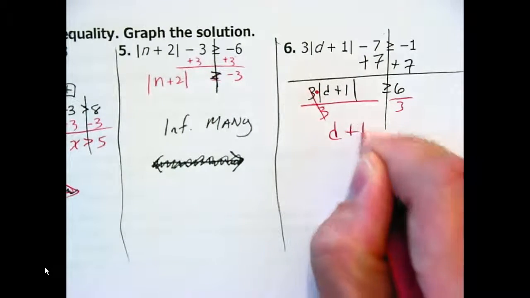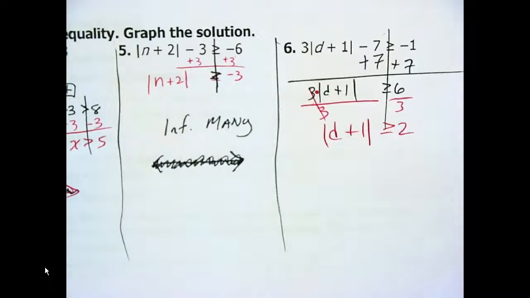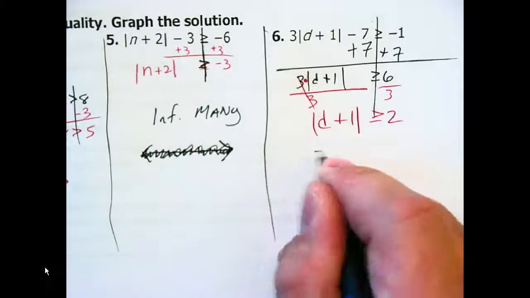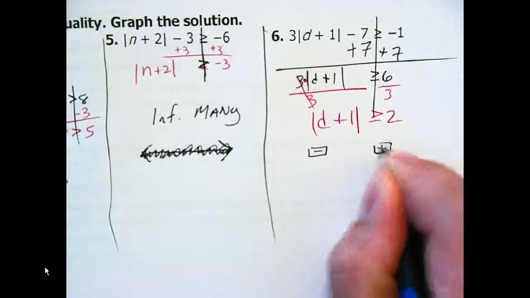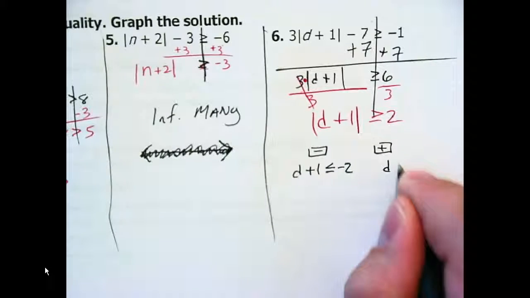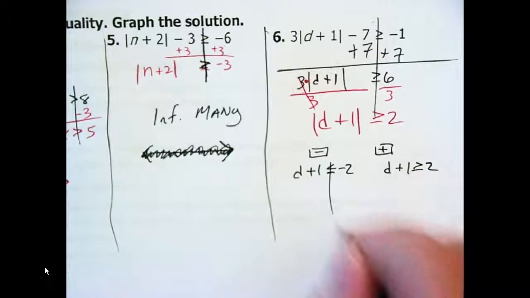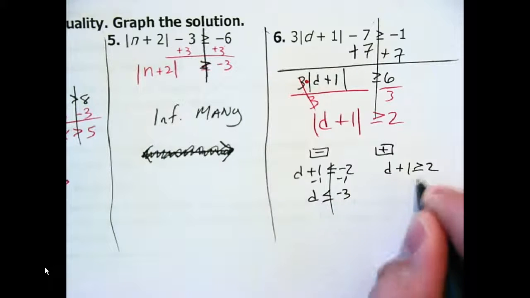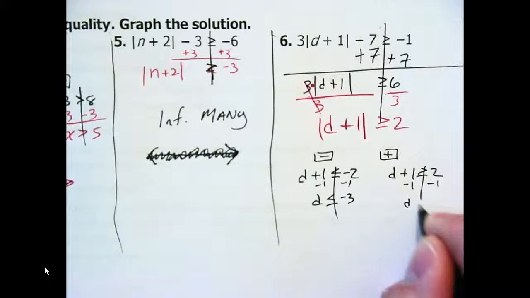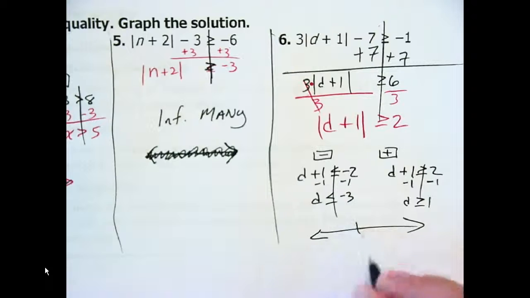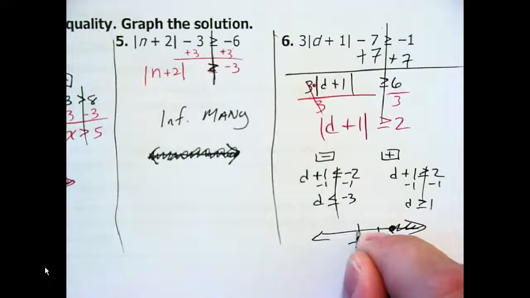Okay, D plus 1. This is 2. Good? Can we do our cases? Yep, it's possible, so let's do our cases. Negative case and positive case. And this one's going to give me D plus 1. I'm going to fly through this real quick because I think you guys have it. So this is D is subtract 1, negative 3. And this one is D is 1. Okay? And or? Or. Negative 3, 0, 1, closed, shade, and shade.